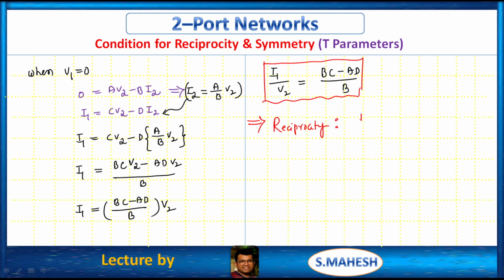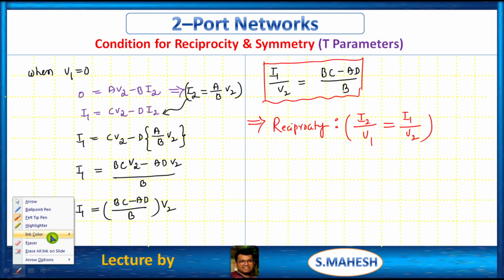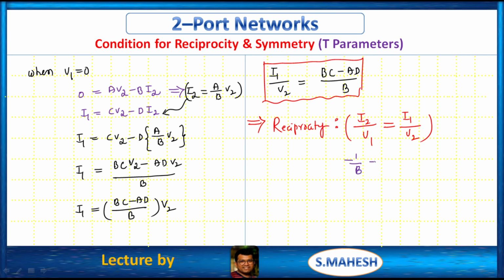The ratio of response to excitation in one case should equal the ratio of response to excitation in the second case, right? From this, I2 by V1 is minus 1 by B, which equals BC minus AD by B. So B gets cancelled. From this, we have AD minus BC equals 1.